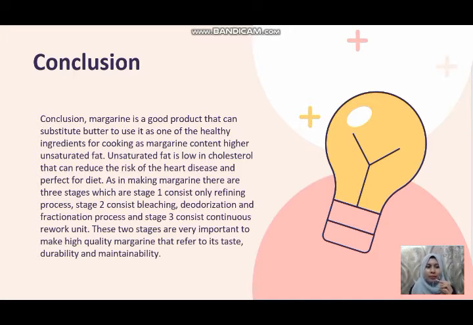And last but not least, for making margarine, there are 3 stages: stage 1 consists only of refining, stage 2 consists of bleaching, deodorization, and fractionation process, and last is stage 3, which consists of the continuous reward unit.